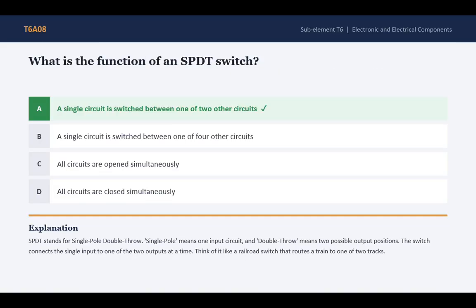What is the function of an SPDT switch? A. A single circuit is switched between one of 2 other circuits. SPDT stands for single pole double throw. Single pole means 1 input circuit, and double throw means 2 possible output positions. The switch connects the single input to one of the 2 outputs at a time. Think of it like a railroad switch that routes a train to one of 2 tracks.